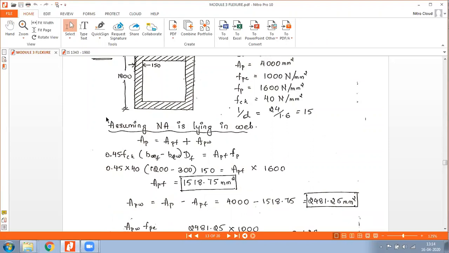Okay, that step has been skipped here, but we need to do that. First we need to assume that the neutral axis is going to lie in the flange. First we need to calculate the effective reinforcement ratio, AP FPE divided by breadth of flange into depth into FCK. That effective reinforcement ratio we need to calculate. Then we need to prove that XU is exceeding the depth of the flange, then we will come to this step.